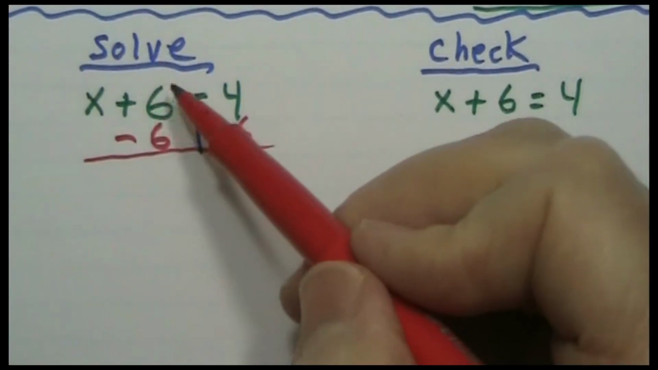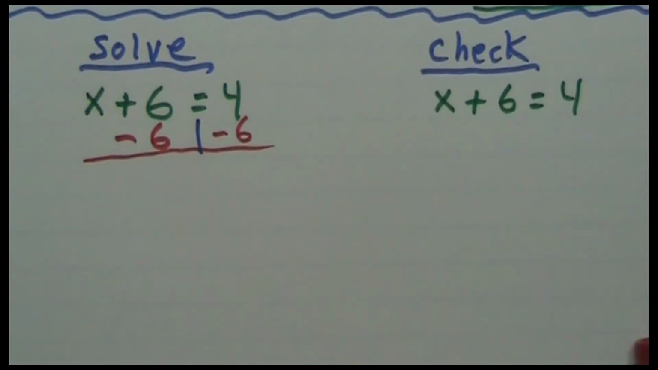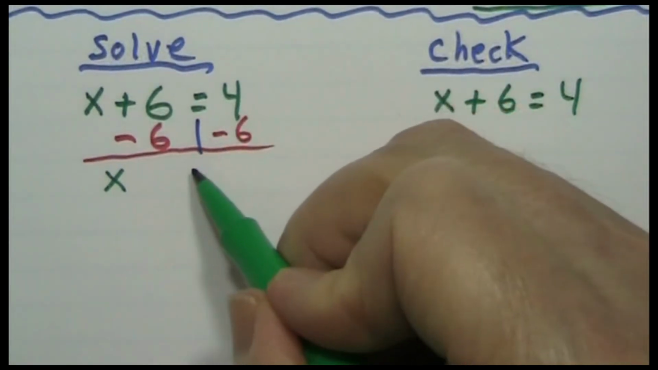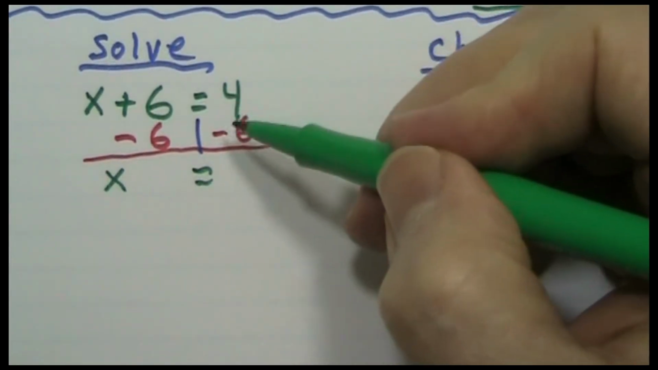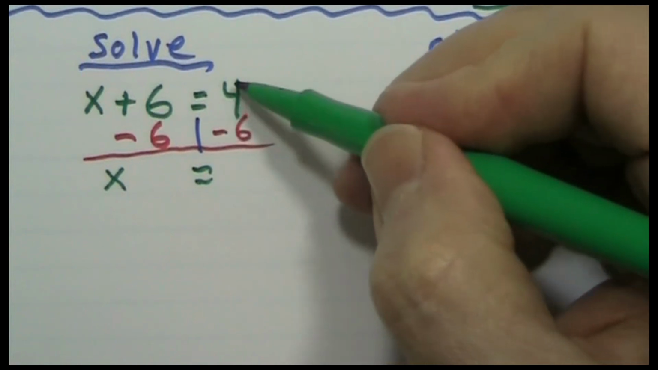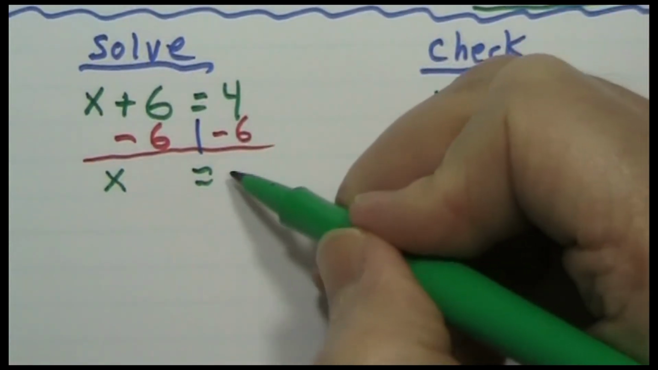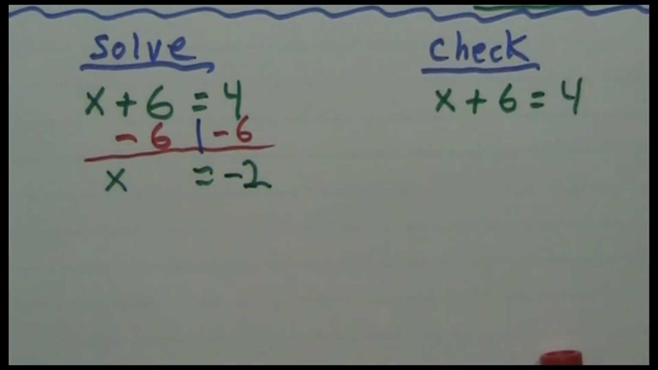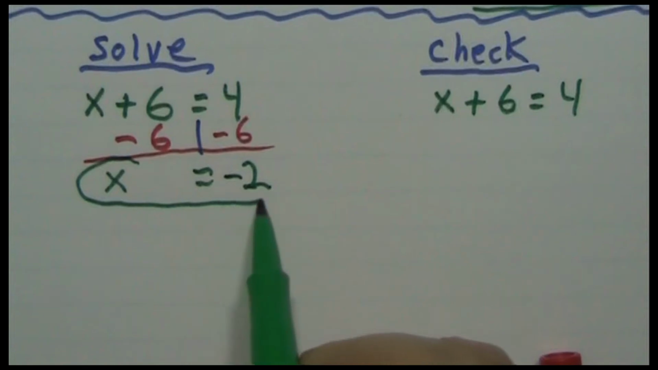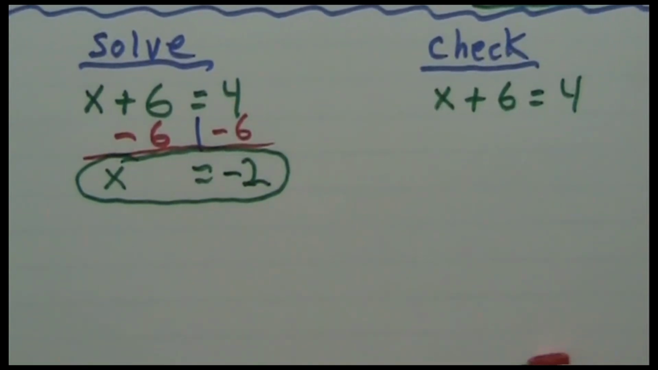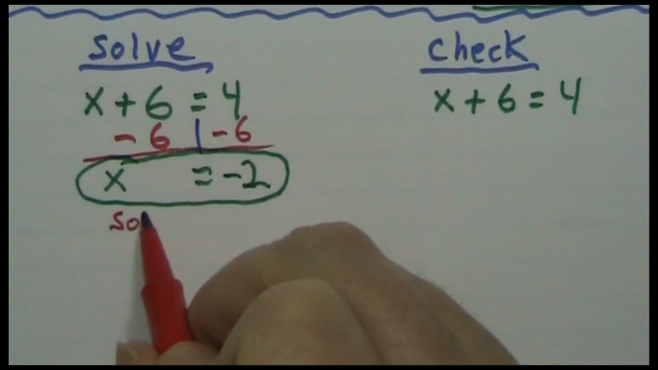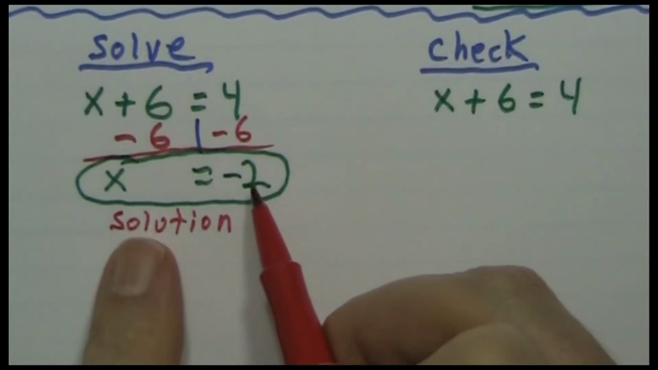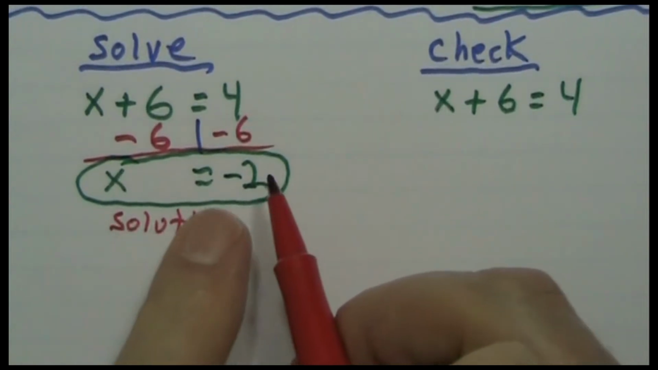Now when doing that, notice that this will become 0 and you are left with just x. On the other side, 4 and negative 6, 6 negatives, 4 positives, that would be negative 2. They call this the solution. The answer, but it's also called the solution. We think the solution is negative 2.